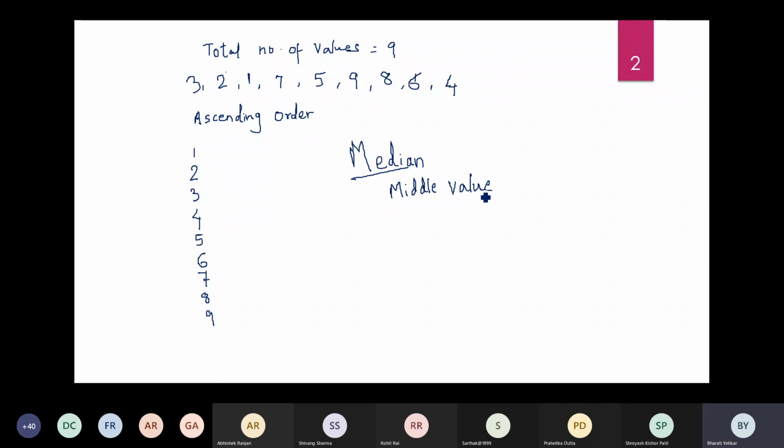Now, what will be the median of these values? This is the simple question I asked, and the answer you said is 5. Yes, this is the median of these numbers. Now, how have you found the middle value? When the total number of values is odd. For example, this is 9.